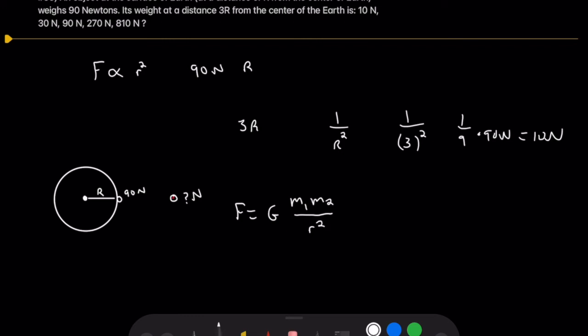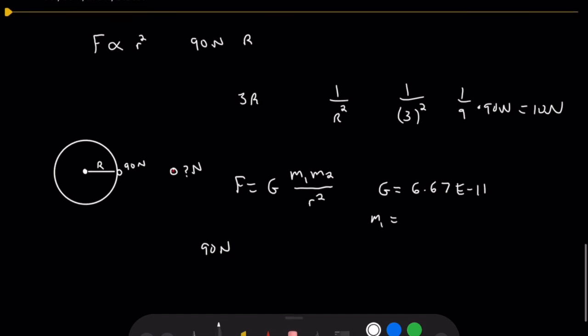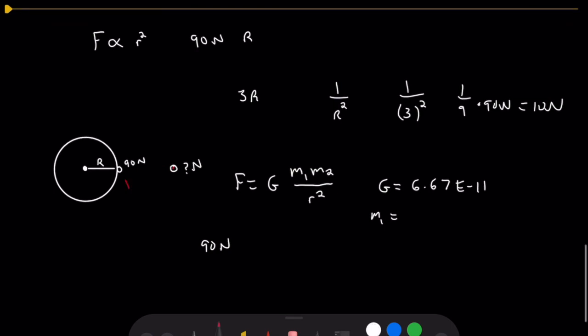So we can start with what we know and plug in some other known constants. We know that the gravity constant is 6.67, and the mass of the first body, let's call this m1, and then the Earth m2. What we can do is first find m1, which is 90 divided by 9.8 meters a second squared. We're going to get 9.18367.